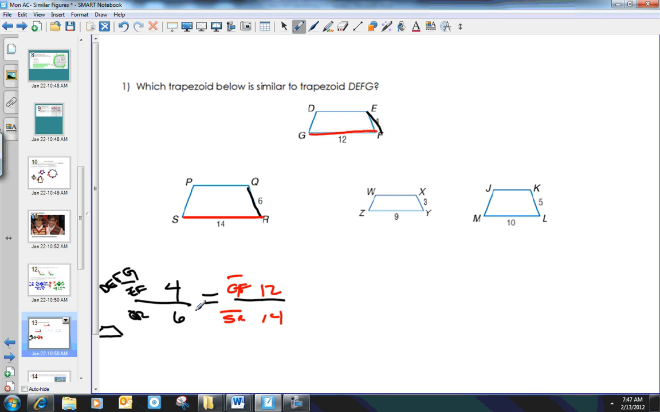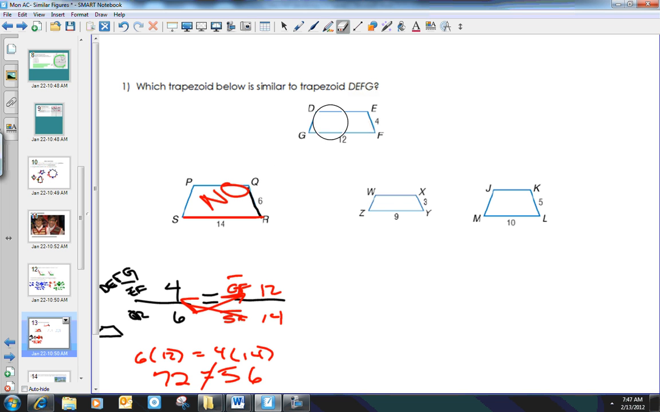Okay? Now, 6 times 12, does that equal 4 times 14? 6 times 12 is 72. Okay? And 14 times 4 is 56. These do not equal each other. This is not a proportional triangle. Or I'm sorry, a proportional trapezoid. All right, so let's start over. Let's try the middle one.